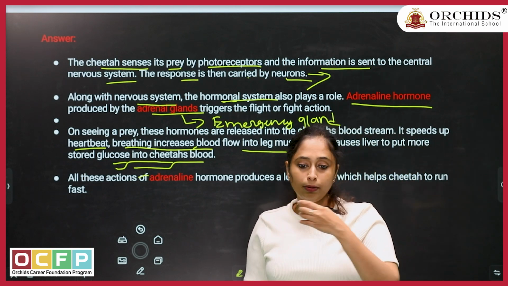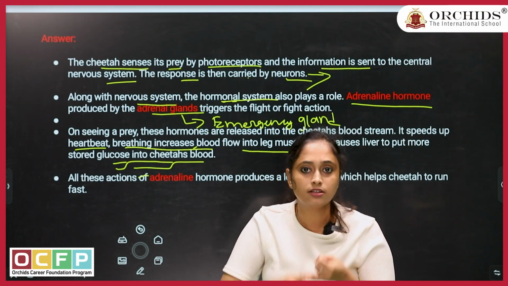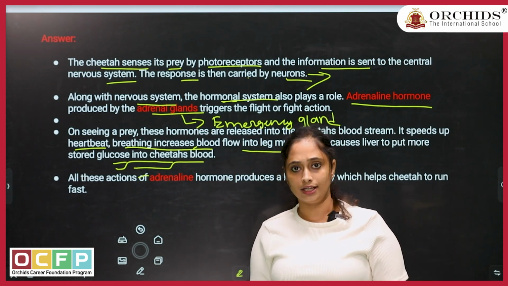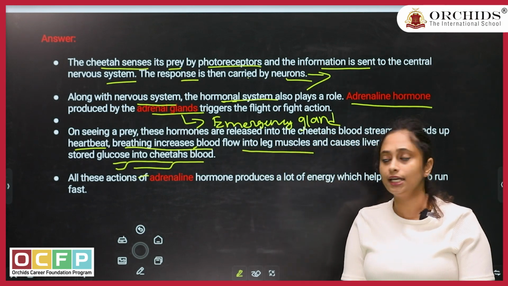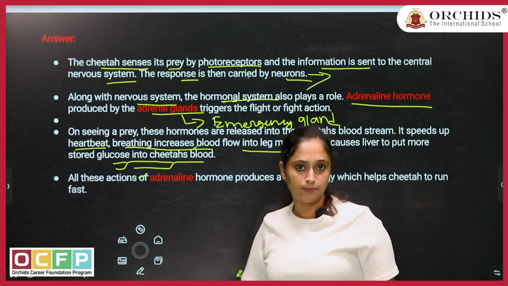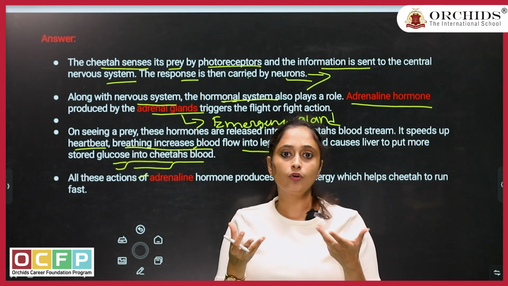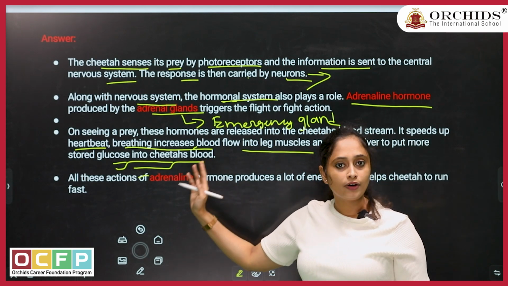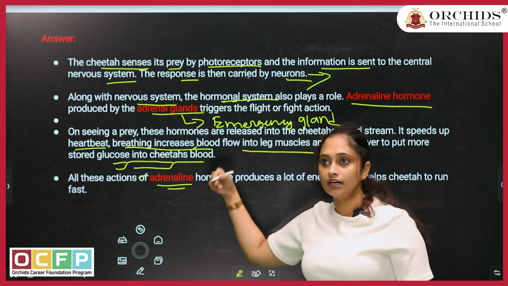So because of the presence of the adrenaline hormone, the cheetah's heart rate will beat very fast, the rate of blood flow will increase, and the blood flow to the legs also increases. And more glucose is also added to the cheetah's blood. If glucose is present, more energy will be there, right? So the cheetah will get more energy because of the function of adrenaline hormone. All these actions happen because of the adrenaline hormone released from the adrenal gland.